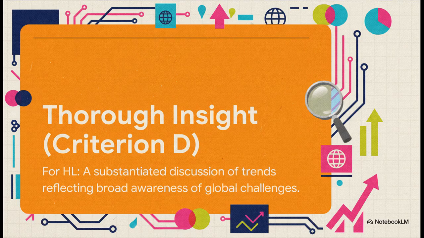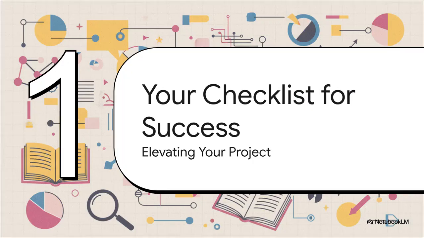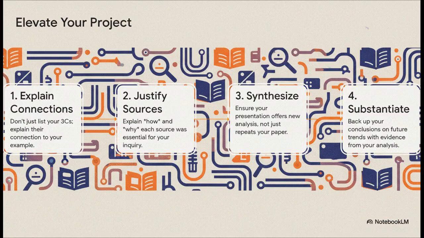All right, so with all that in mind, how can you make sure your project hits the mark? Let's turn this into some practical advice. This is a checklist that anyone, SL or HL, can use to really elevate their project from good to great. Okay, think about it this way. First, don't just list your concepts. Really explain the connections to your real-world example. Second, for your sources, justify them. Tell the examiner why this source was essential. What did it unlock for you?